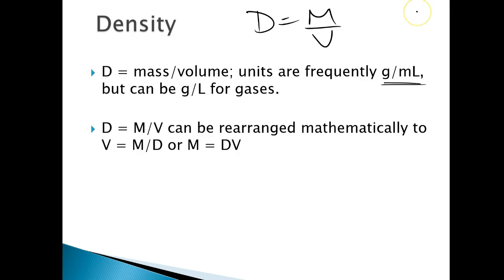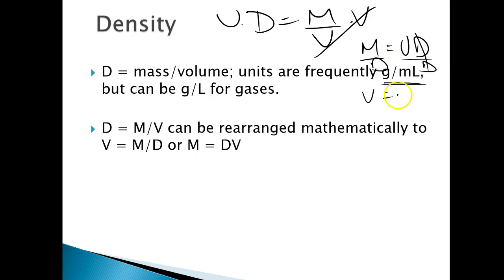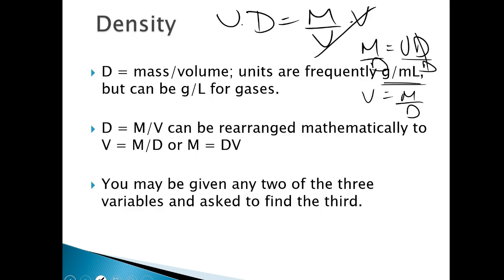You can rearrange this equation. If you multiplied both sides by V, you would get m equals VD. Or if you rearrange this by dividing by D on both sides, then you would get V equals m over D. Okay, so whatever you'd like, it doesn't really matter to me personally. I prefer rearranging numbers over rearranging letters when I do stuff, but if that floats your boat, go ahead. And I can give you any two of those three variables and ask you to calculate the third. Okay, we're going to start simple though.